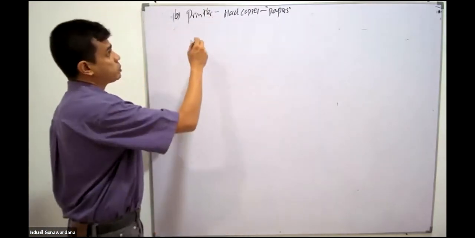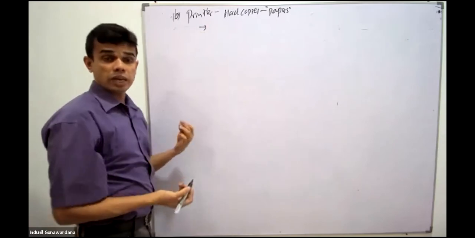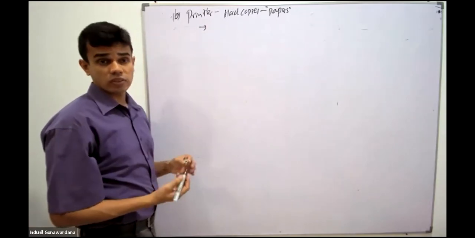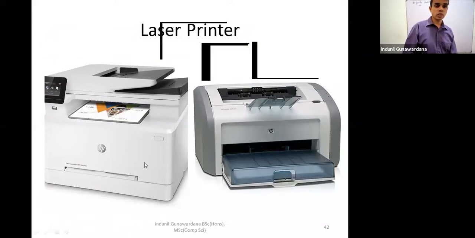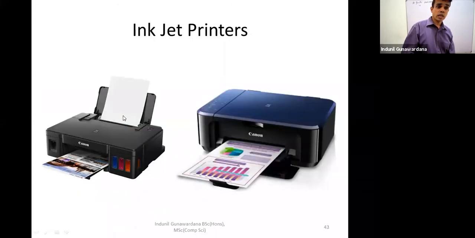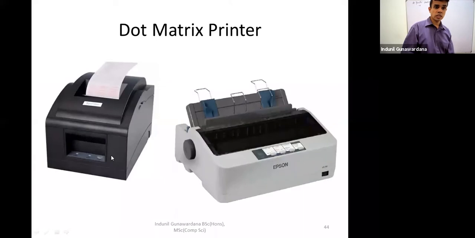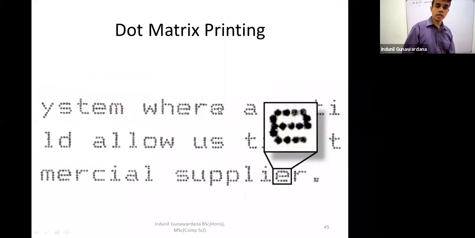Then again, this printer is in many types, many categories where they have different features. Then we have different types of printers available called laser printer. Now these two are the shapes of laser printers. Now this is a small scale laser printer. This is quite large scale, just like our photocopy machine. And then we have some other printers called inkjet printers, even dot matrix printers. Even this is how the dot matrix printer works.